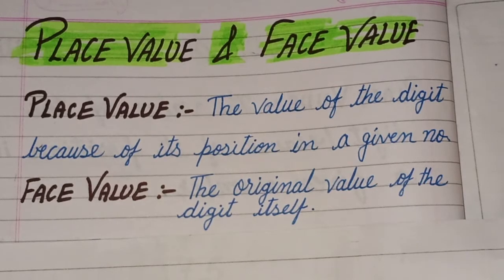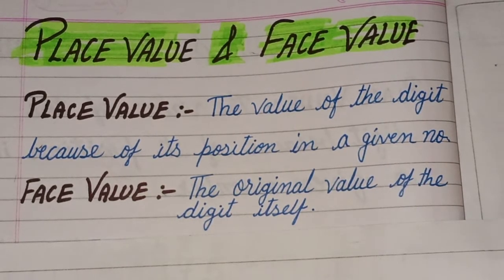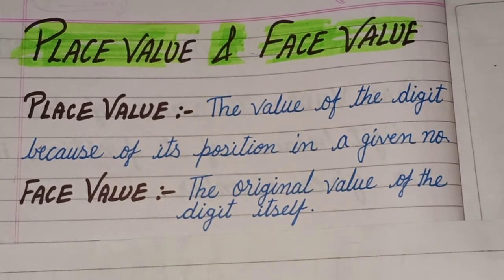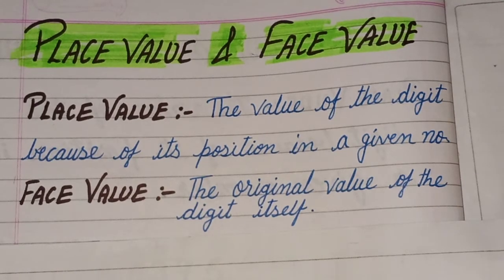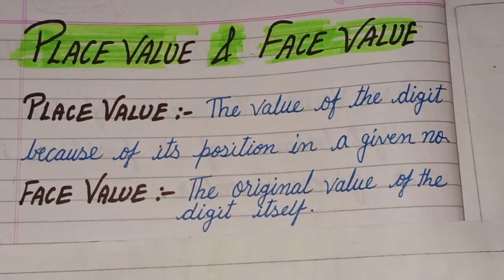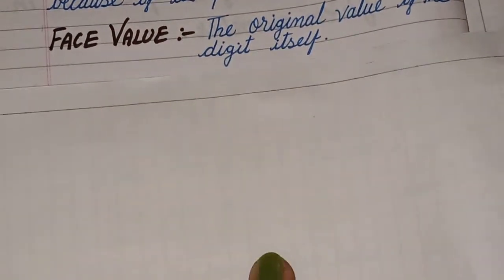Face value: by the name it is clear. When we look at a number, the value that appears in our brain is its face value. So the face value is the original value of the digit itself. We will understand it with an example here.